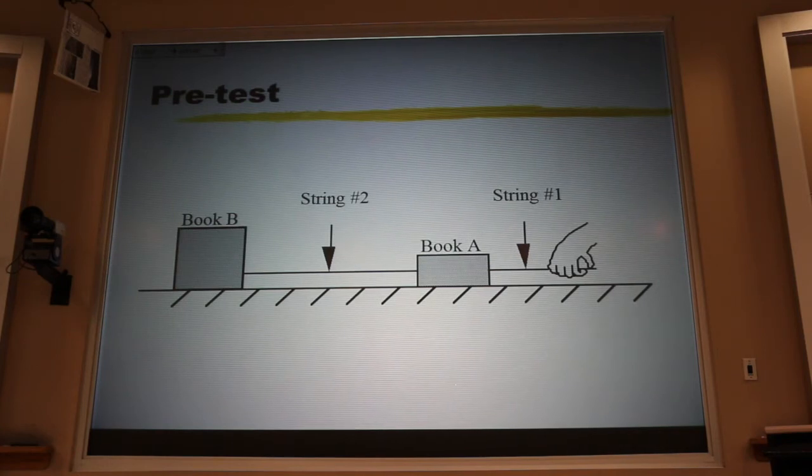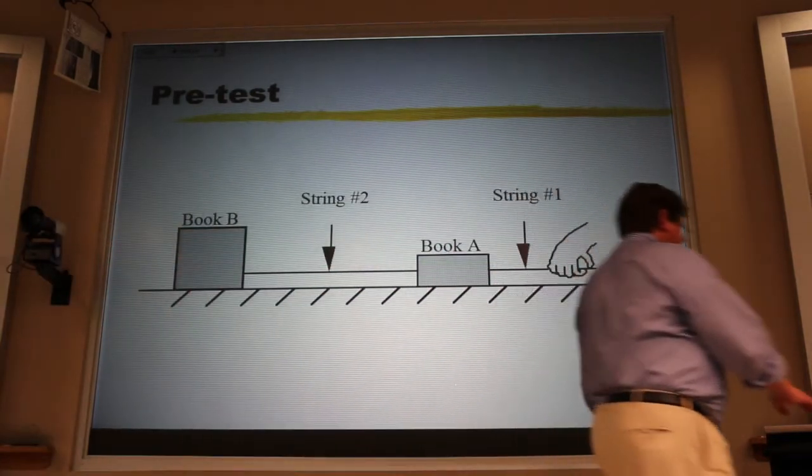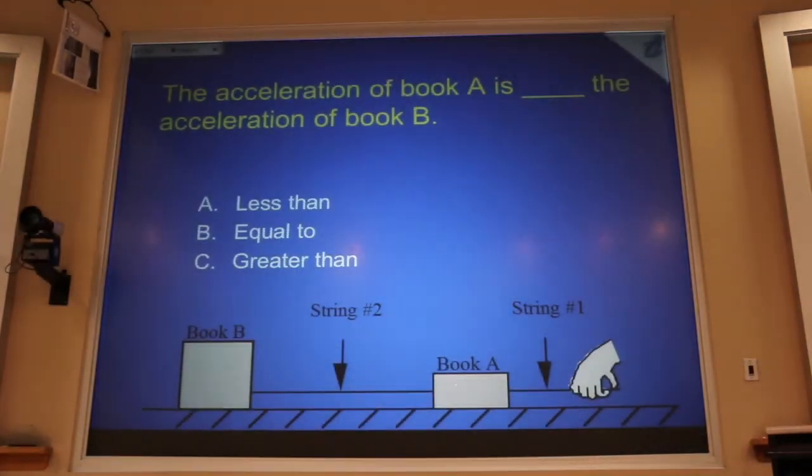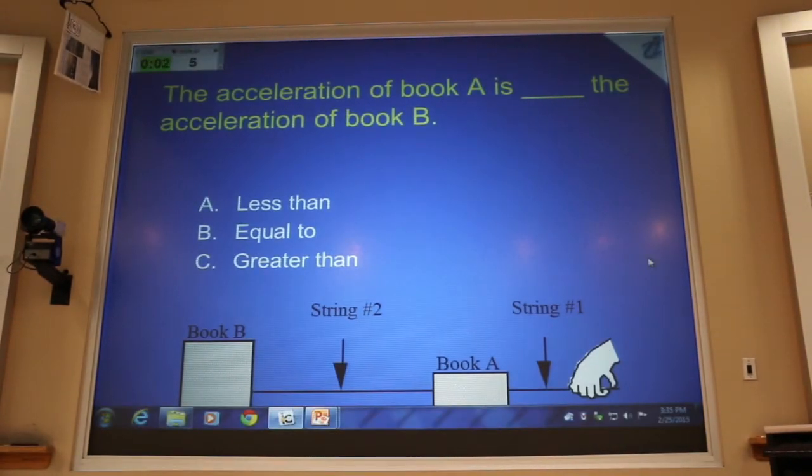Okay? So let's talk about that page 1. With your clicker, tell me how you answered this question. The acceleration of book A is less than, equal to, or greater than the acceleration of book B. How did you answer that just now?